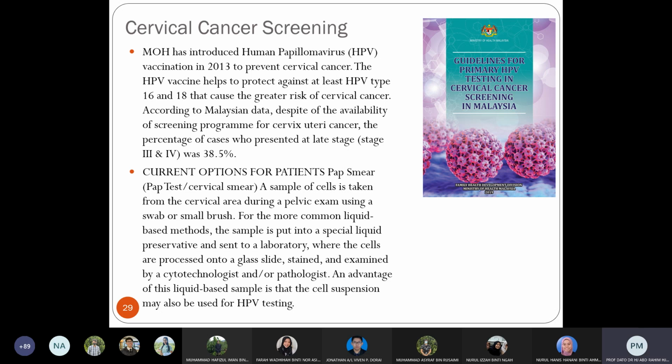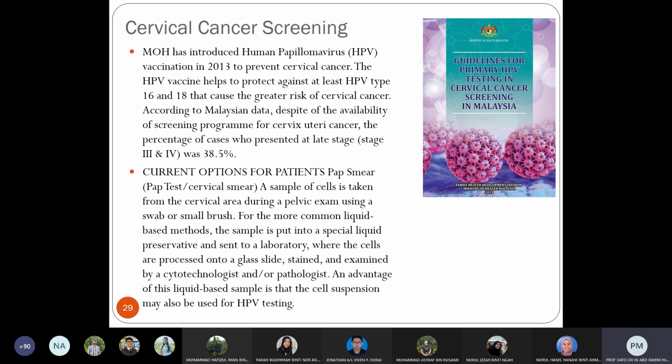Cervical cancer screening. There is a guideline. You can access this book. MOH introduced HPV vaccination in 2013 to prevent cervical cancer. The HPV vaccine helps to protect against at least HPV types 16 and 18 that cause a great risk of cervical cancer. According to Malaysian data, despite availability of a screening program for cervical cancer, the percentage of cases who presented at late stage was 38.5%.